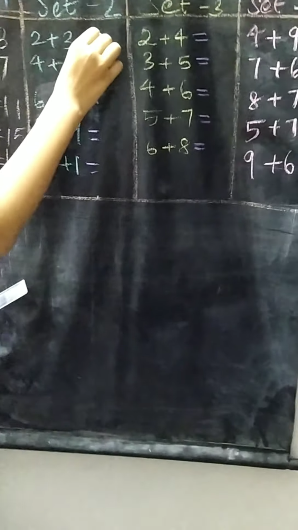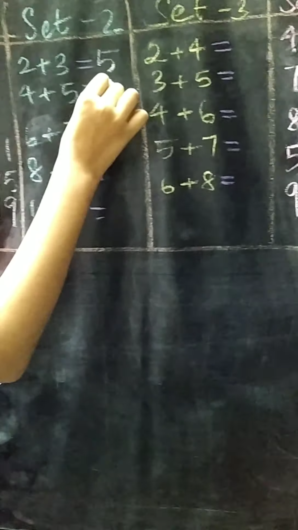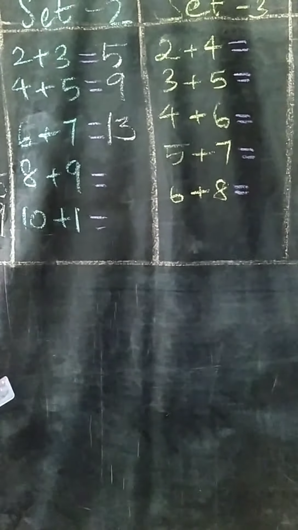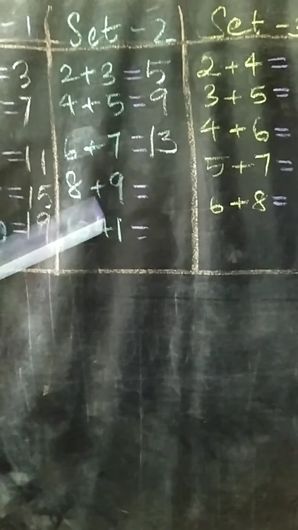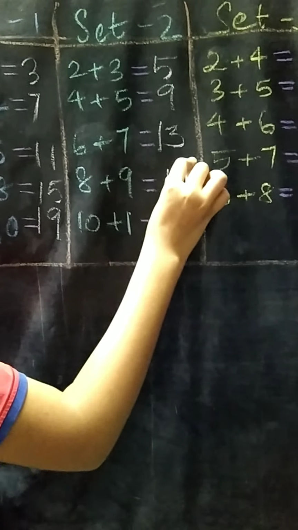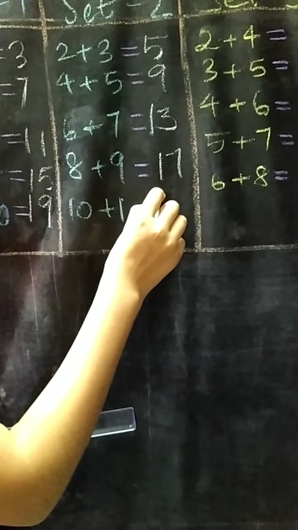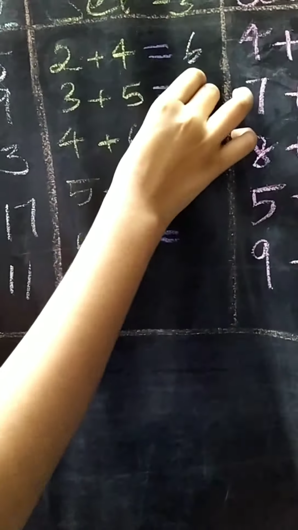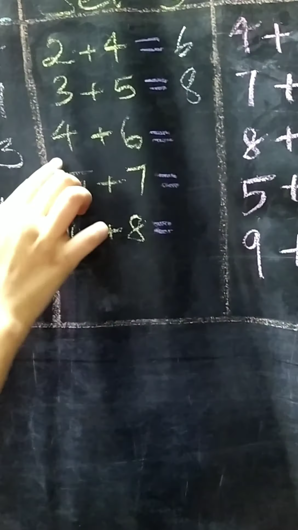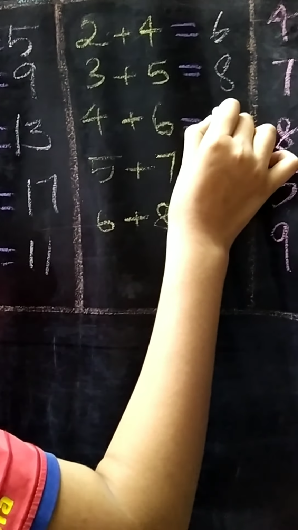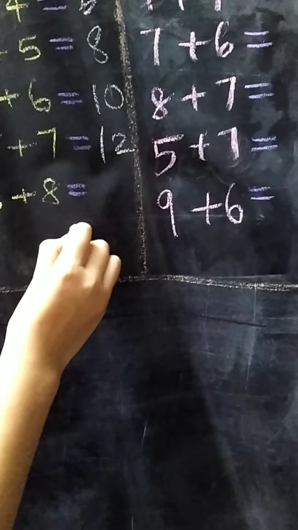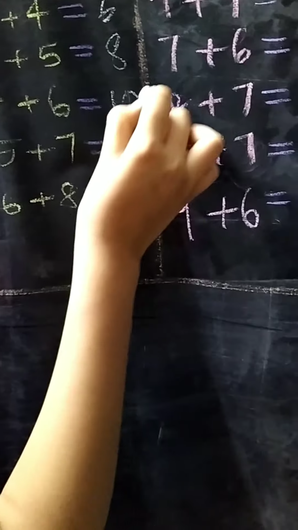2 plus 3 gives 5. 4 plus 5 gives 9. 6 plus 7 gives 13. 8 plus 9 gives 17. 10 plus 1 gives 11. 2 plus 4 gives 6. 3 plus 5 gives 8. 4 plus 6 gives 10. 5 plus 7 gives 12. 6 plus 8 gives 14.